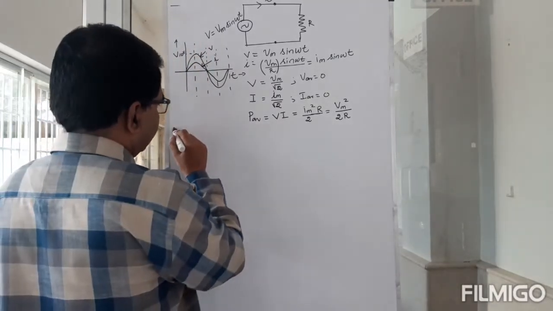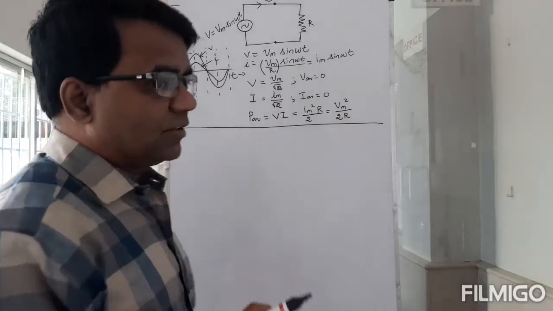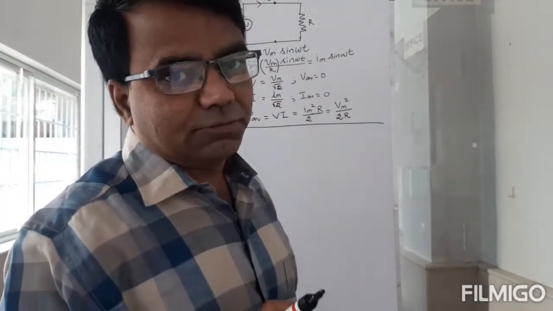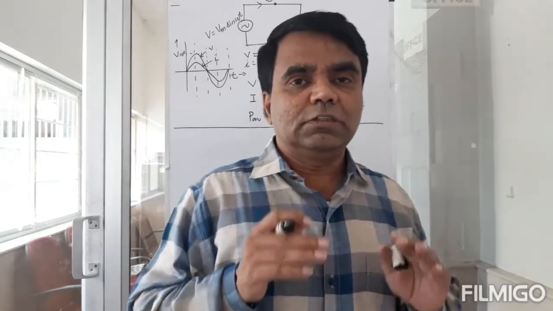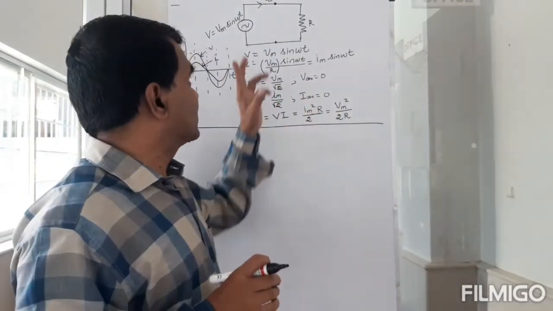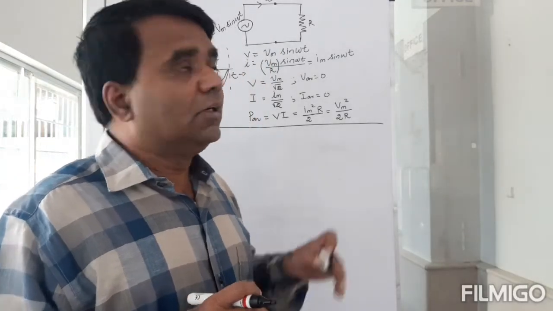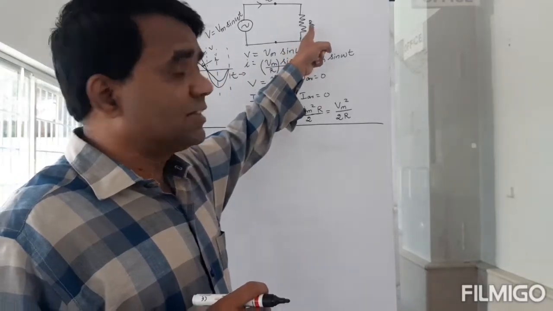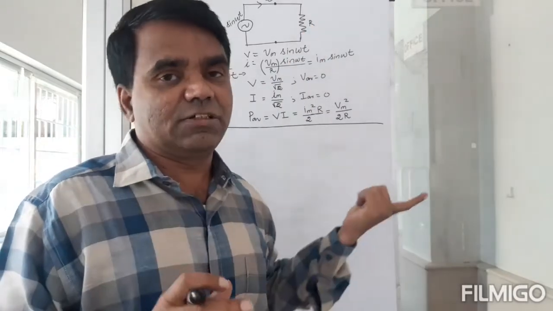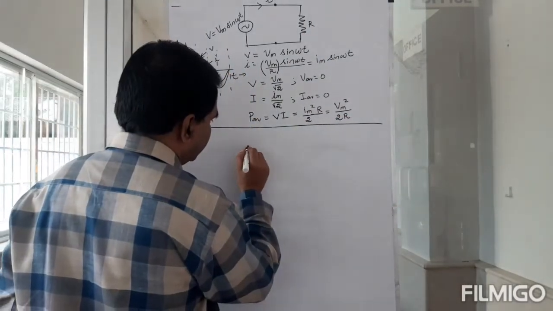What will happen if I connect an inductor to this circuit? So now the question is, what will happen if I connect an inductor to this AC source? Here I have connected a resistor. I am going to connect an inductor to it. This is what I am going to do.